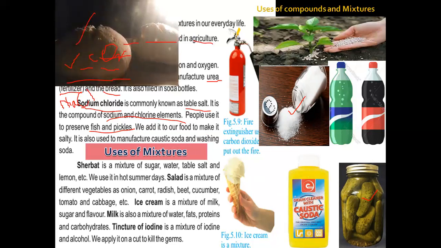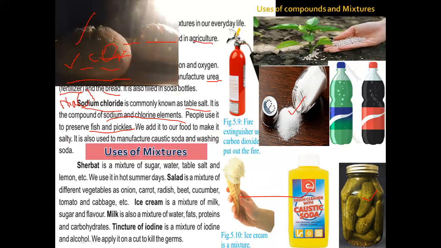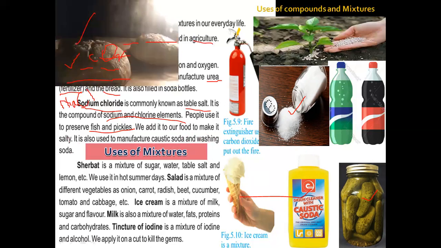Caustic soda is used to drain or clean the toilets, washrooms, and the floors, etc. And a washing soda is used for washing purposes.